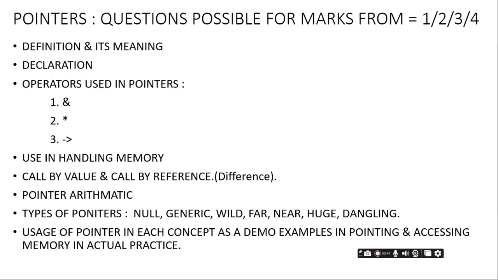The next point within the pointers concept is call by value and call by reference. This question can be asked in either a theoretical or practical manner. In the theoretical case, it can be straightforwardly asked as differentiate between call by value and call by reference. How and in what manner are pointers used in coding in C programming with the help of the reference operator, that is the address-of operator, and the member indirection operator.